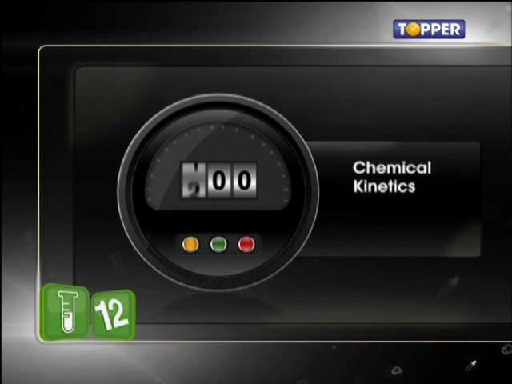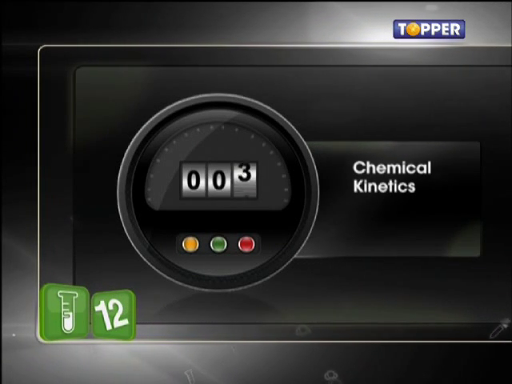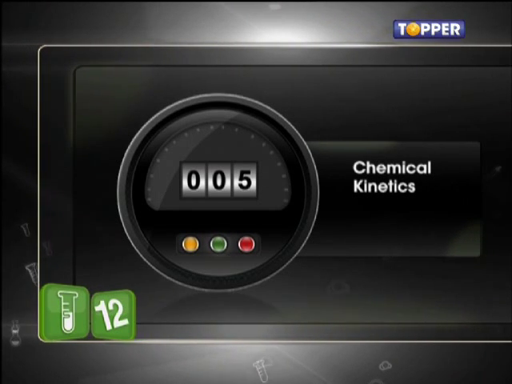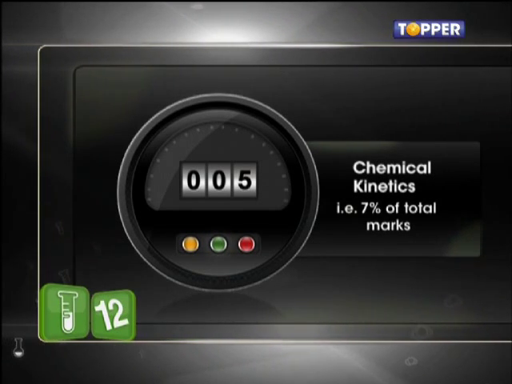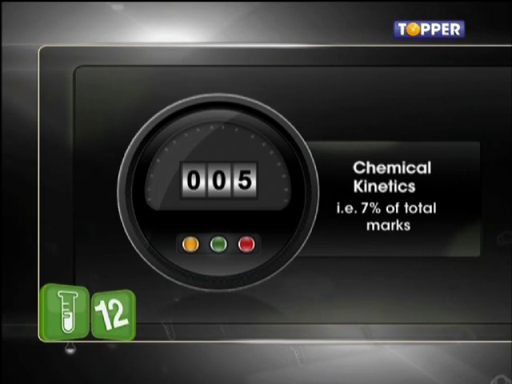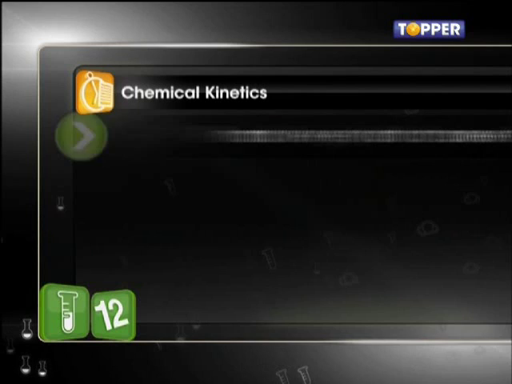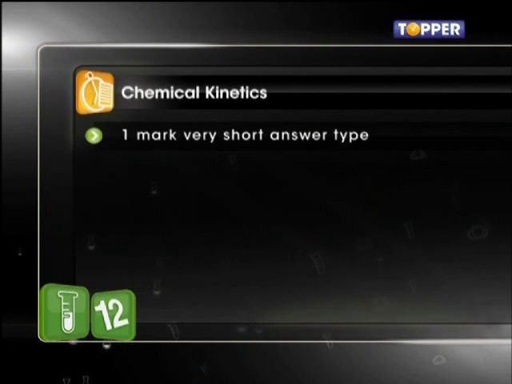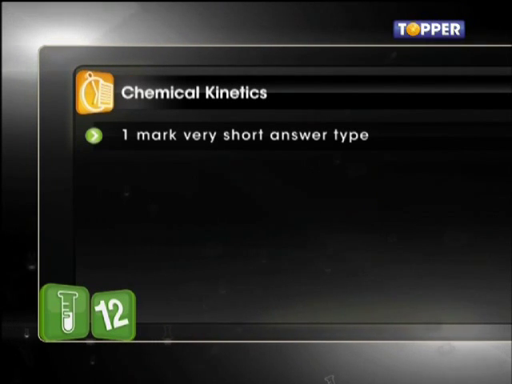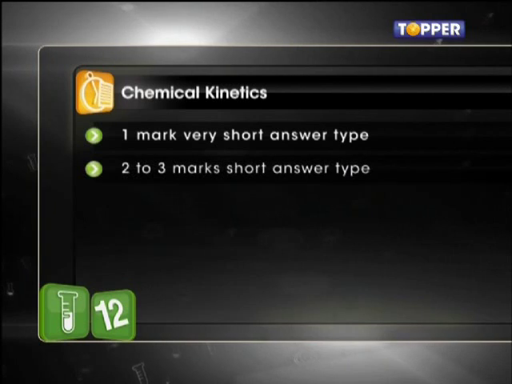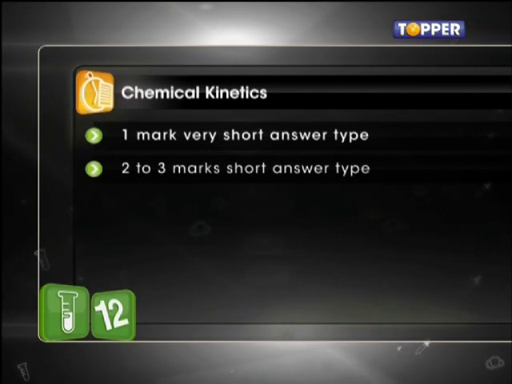This unit on chemical kinetics carries a total of 5 marks out of a 70 marks chemistry paper. 5 out of 70 makes 7% of the total marks. That is a good lot, so pay close attention. We can expect very short answer type questions worth 1 mark from this chapter. You could also be asked short answer type questions worth 2 to 3 marks each.